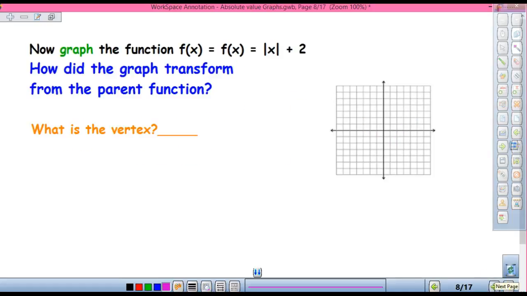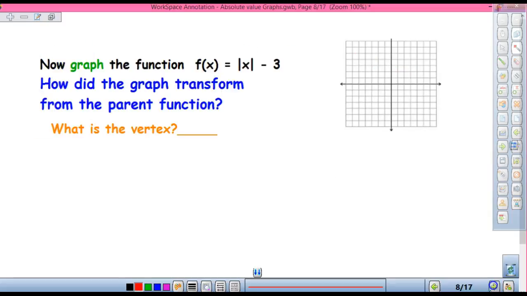So this guy, what do you suppose is going to happen? I'm going to start up at 2, so my vertex is 0, positive 2, yep. Okay, and then how am I going to make the rest of my graph? Up 1 over 1, up 1 over 1, on both sides. Okay, not bad, right? So far, so good?